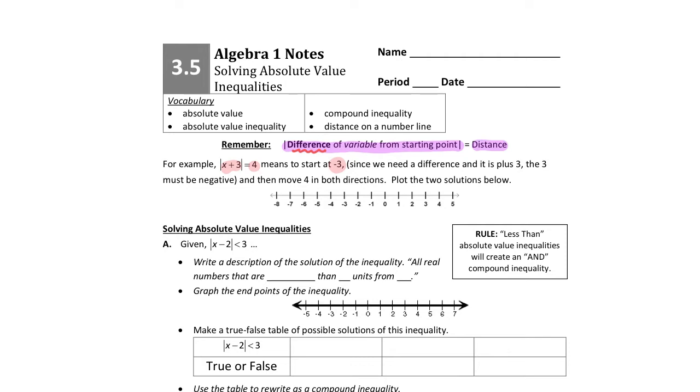Then it means that we move 4 in both directions on the number line. So we looked at this in the last lesson. If I start at -3, so I'll put an X there. If I move 4 units to the right, I get 1, 2, 3, 4. I end up at +1. And if I move 4 units to the left, I end up at -7. So that's why absolute values always have 2 solutions.